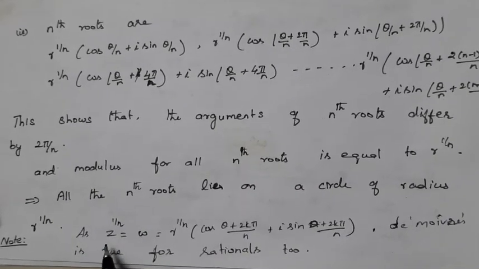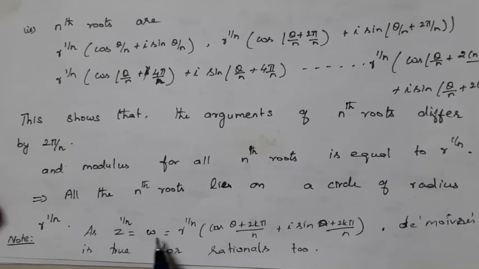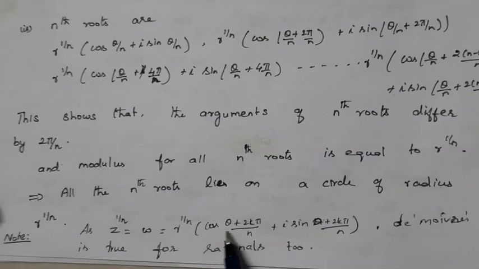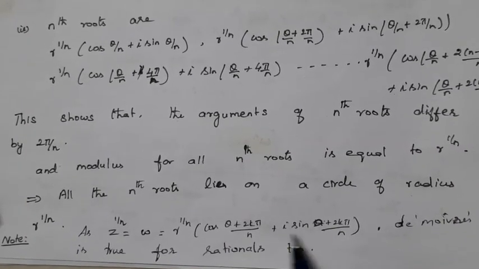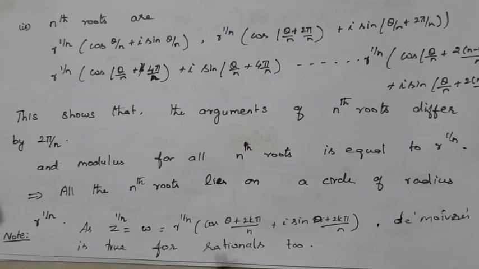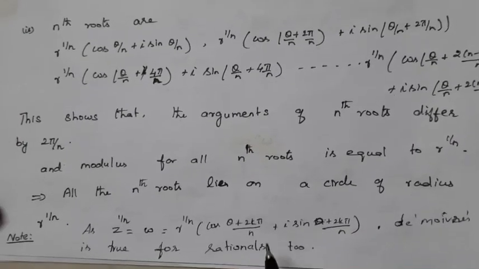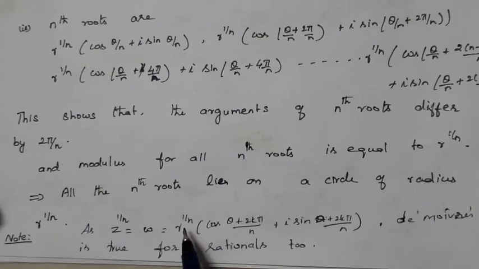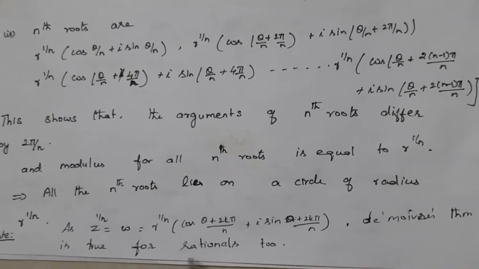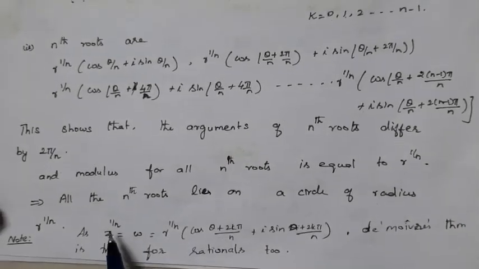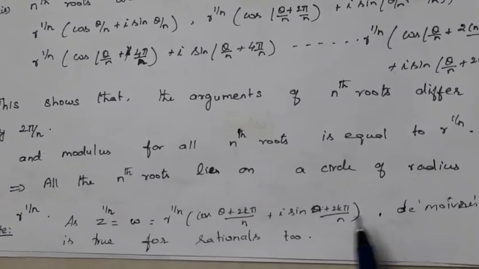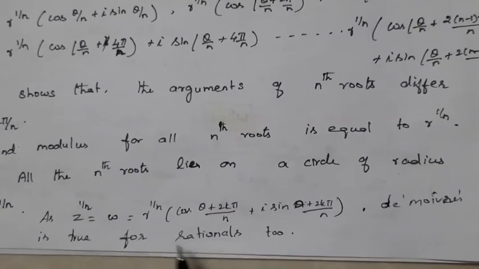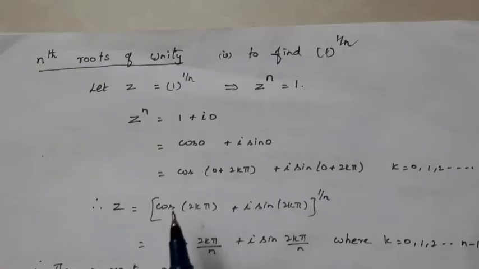So, this implies that z power 1 by n, that is omega, is equal to r power 1 by n times cos of theta plus 2k pi by n plus i sin of theta plus 2k pi by n. This shows that De Moivre's theorem is true for rational powers too, not only for integers. Even if you have a rational power 1 by n, De Moivre's theorem can be applied. Here, look at this, power 1 by n, we have divided the argument by n. So this shows that De Moivre's theorem is true for rational powers.